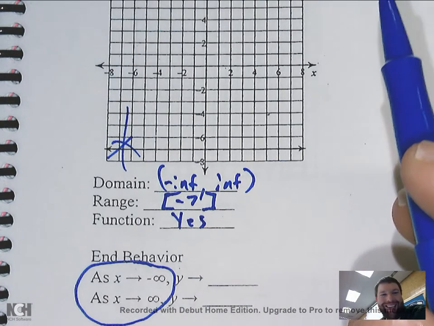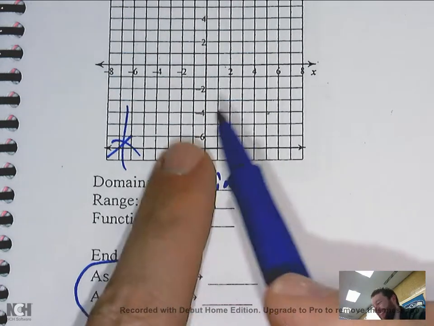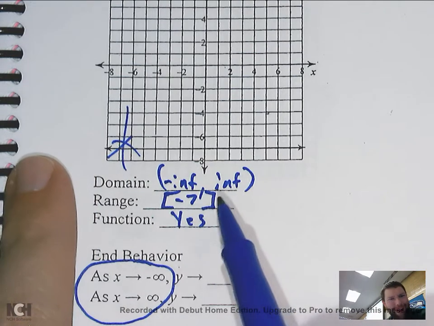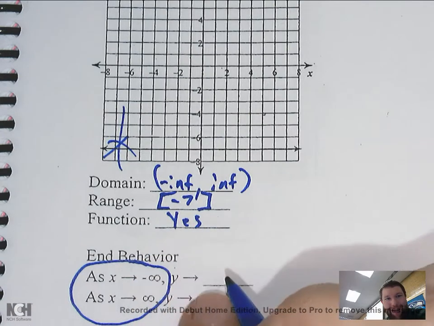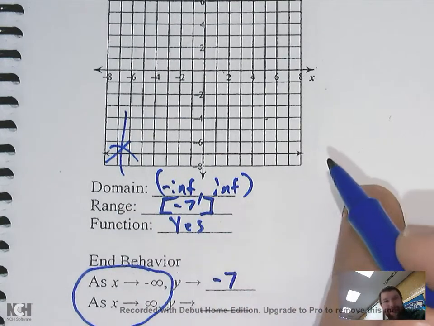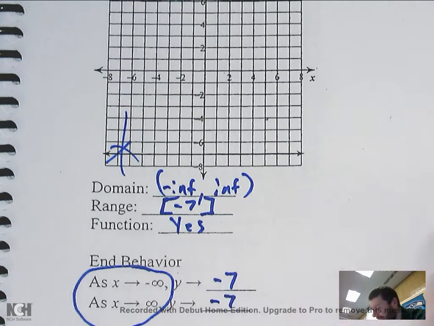Okay, end behavior. Students get stuck on this all the time, but it is the simplest end behavior. As x goes to -infinity, what's the y value going to? Well, y value doesn't change, right? So x goes to -infinity, y is still going to be at -7. And as x goes to +infinity, y hasn't changed at all, right? It stays at -7. So both directions, y is going to be at -7. It doesn't change. It's the same thing.